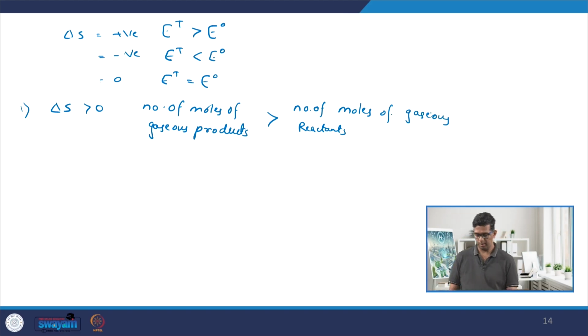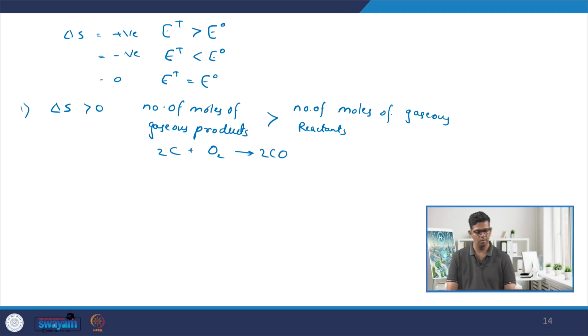Let us take an example of, say, carbon oxidation. So, C plus O2 gives carbon monoxide. It is a partial oxidation. So, let us balance this reaction. It is 2C plus O2 gives 2CO.